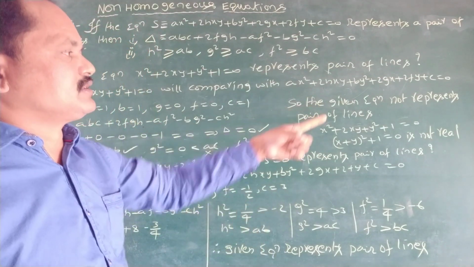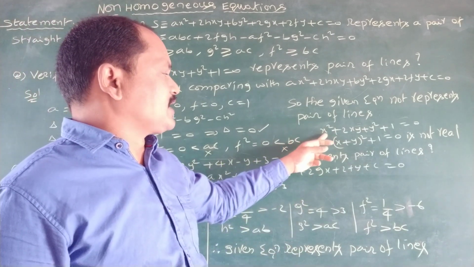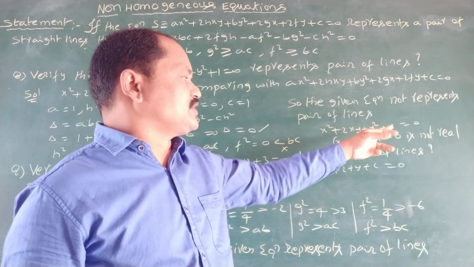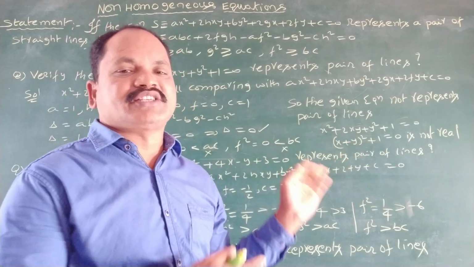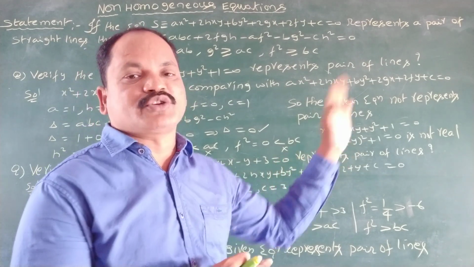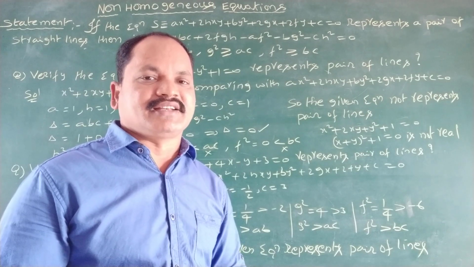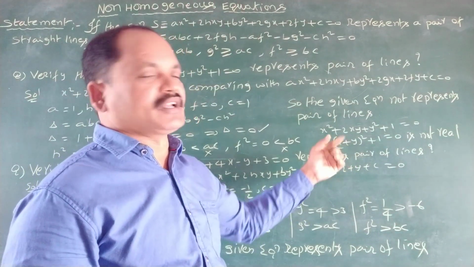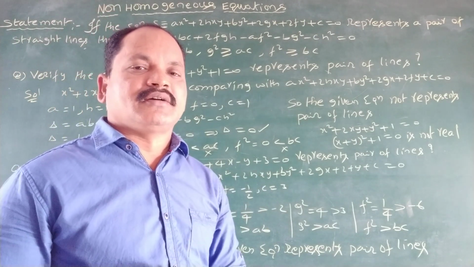So the equation does not represent a pair of lines. Observe, x square plus 2xy plus y square plus 1 is equal to 0 gives x plus y whole square plus 1 equal to 0. So there is no chance for real solutions. x plus y whole square is equal to minus 1, x plus y is equal to root of a negative number, which is imaginary. That's why it is not real. That's why this equation does not represent a pair of lines.